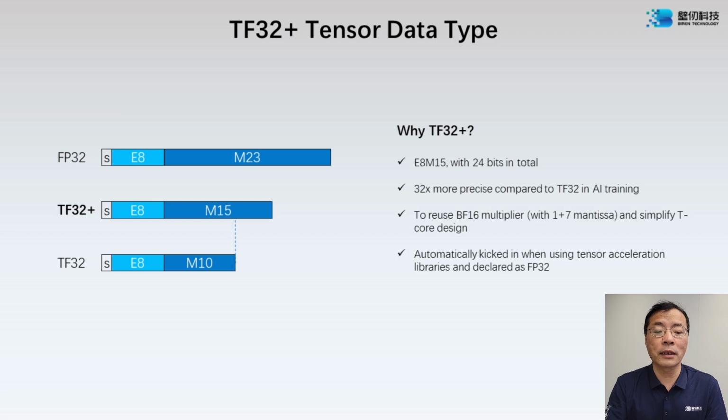TF32 Plus data format can be automatically initiated while the developer uses our tensor acceleration library and declares it as FP32 format. Some developers, in order to get a 0.1% better click rate, may not even be willing to compromise their data precision, even with TF32 Plus. Do they really only need to get their matrix operation with the vector engine, which usually means 1 magnitude less computing throughput? The answer is no.